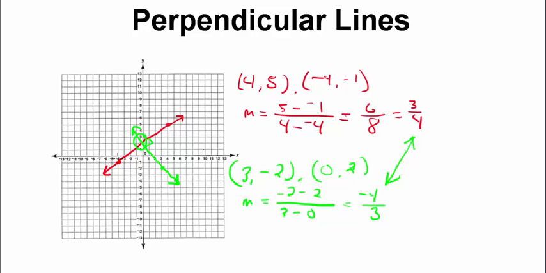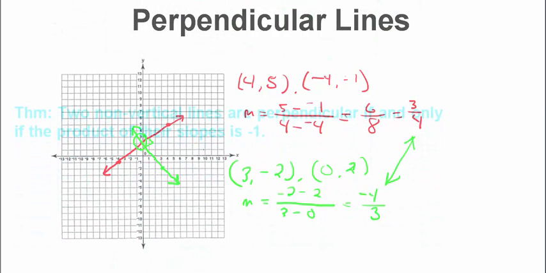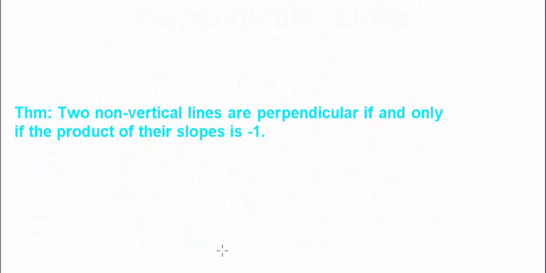Now, do they always need to have the same y-intercept? No, that is not a pattern. They don't always have them, but it's possible to have the same y-intercept. This brings us to our second theorem, which states that two non-vertical lines are perpendicular if and only if the product of their slopes is -1.